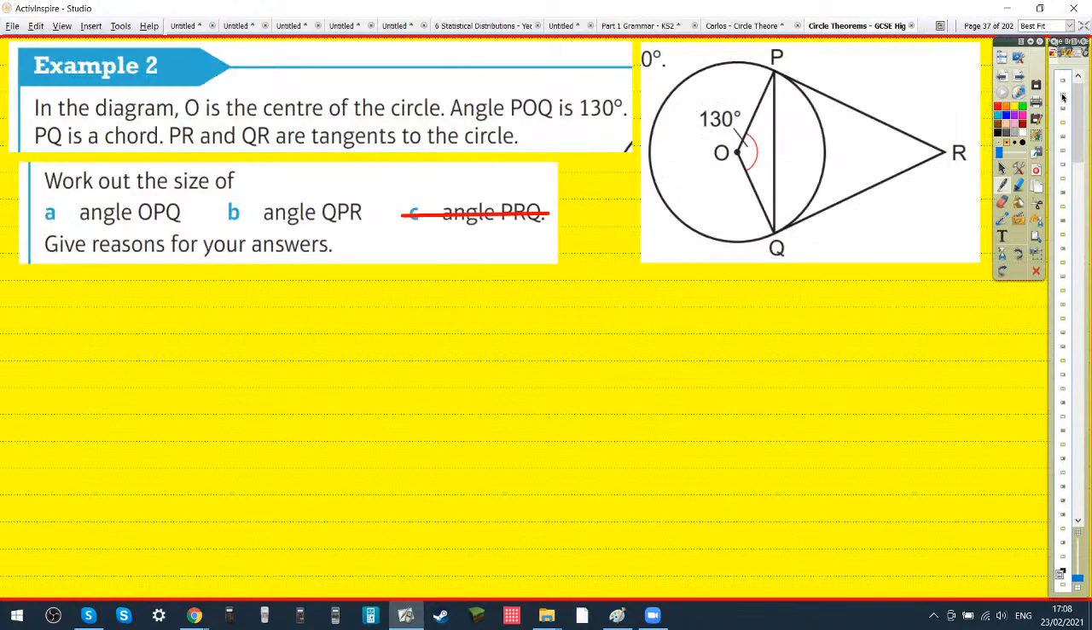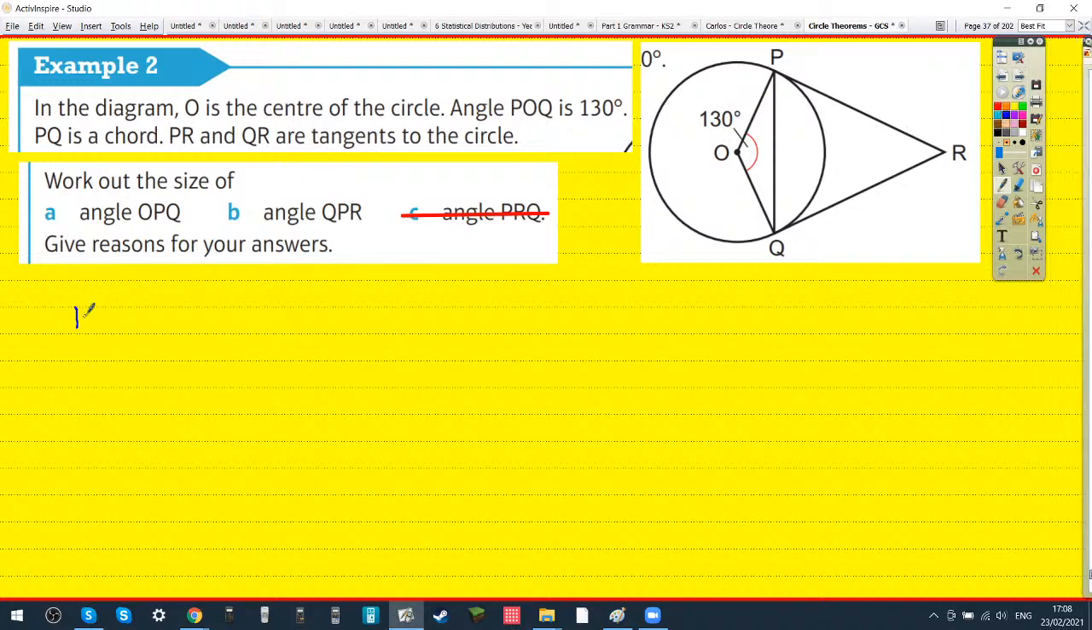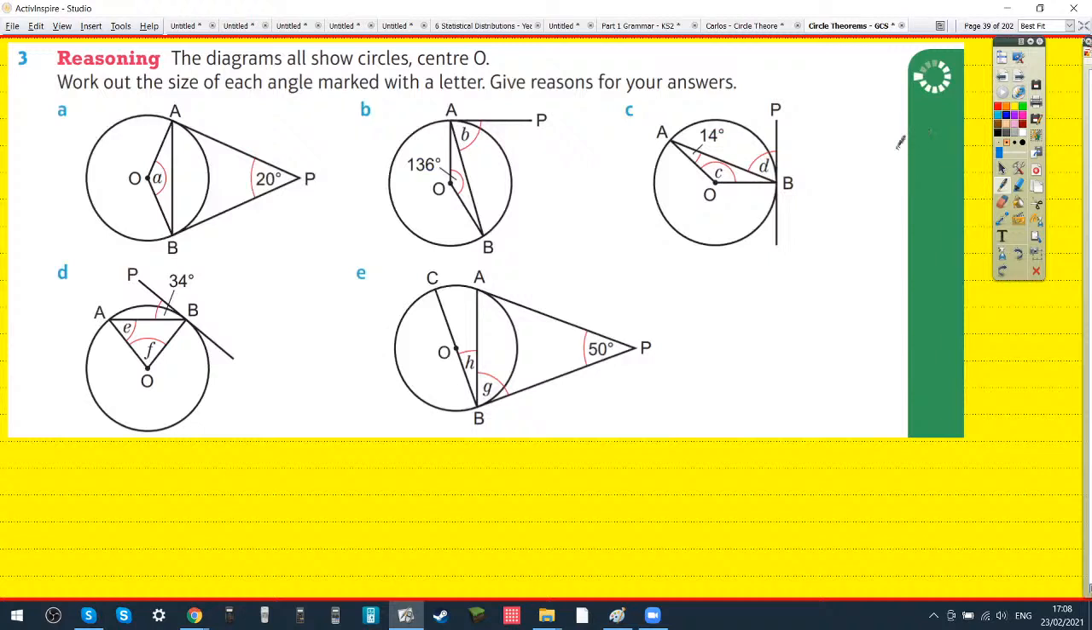So we just did this one. We said 130 plus 2x gave us 180. So that one is 25, and so that one is 65. Yep. All right. Any idea how we do this one?